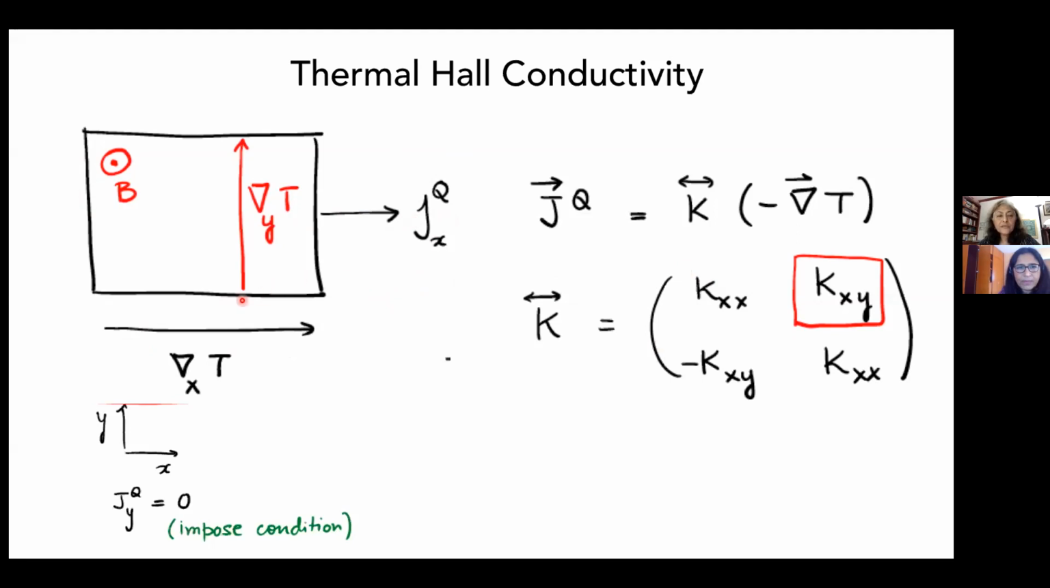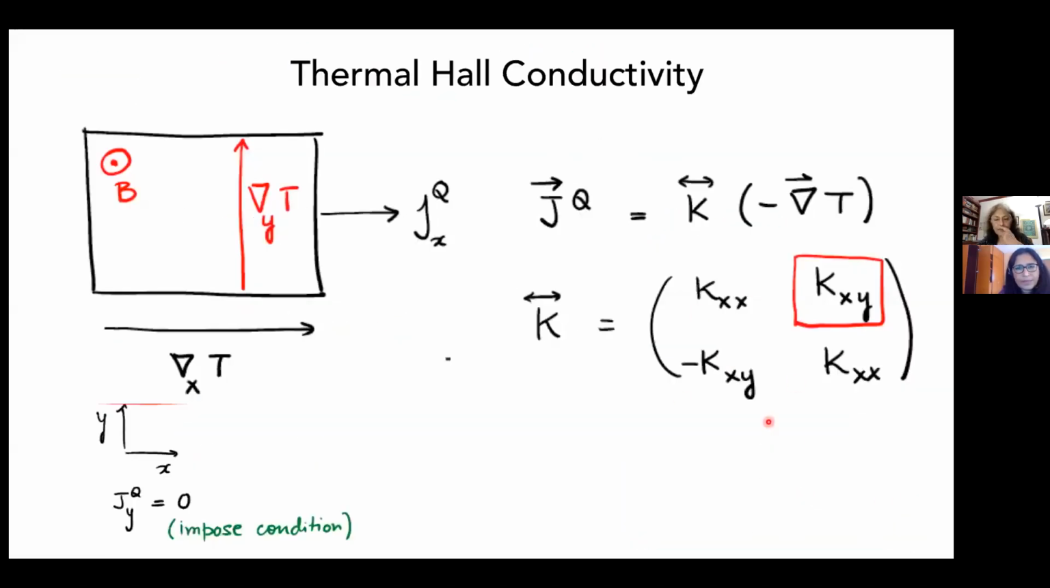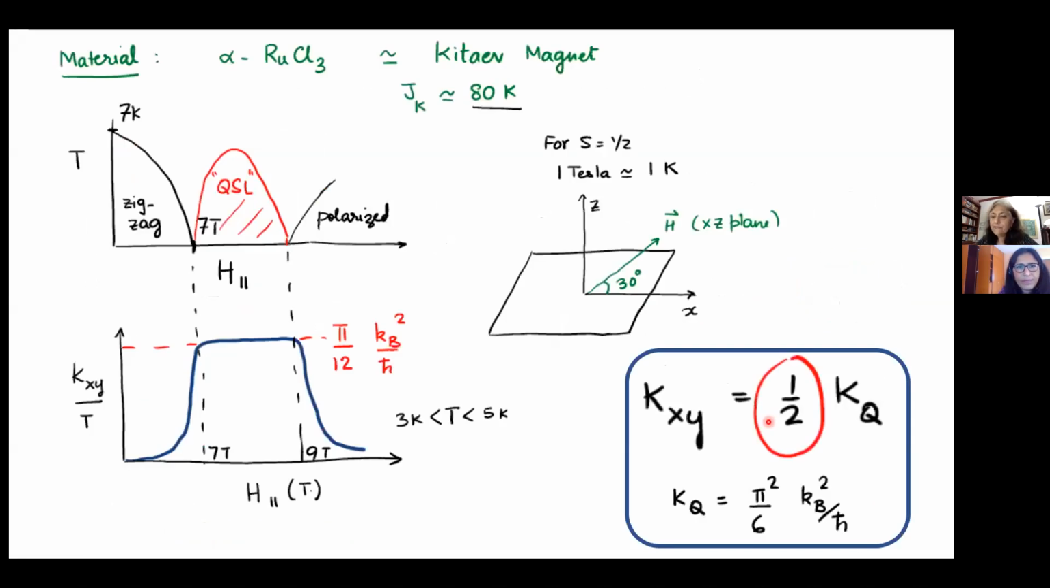You can also measure delta Y T, the gradient of the temperature in the Y direction under the condition that there is no heat flow in the Y direction. And that would give you kappa XY. So that's what we would like to measure, kappa XY. And the reason for that is that when you have this gapped spin liquid phase, it gives a very particular prediction that kappa XY should be exactly half of the quantum of thermal Hall conductance, which is pi squared over 6 k_B squared over h bar.